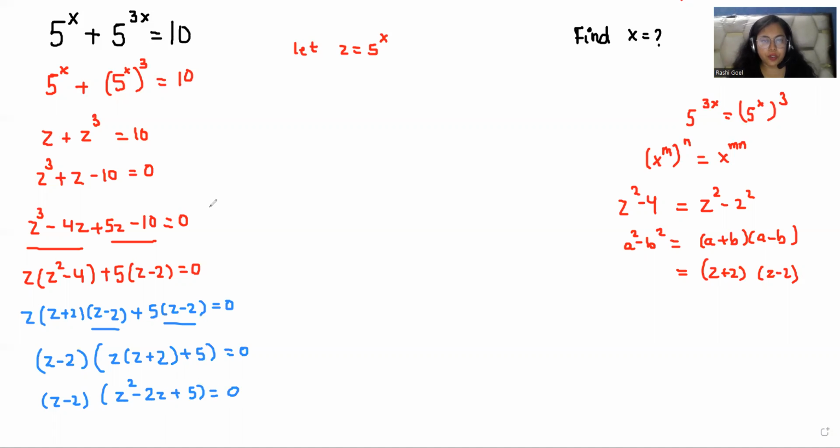Now we have two roots. So either z minus 2 is equal to 0, so the value of z will be 2, or z square minus 2z plus 5 is equal to 0.